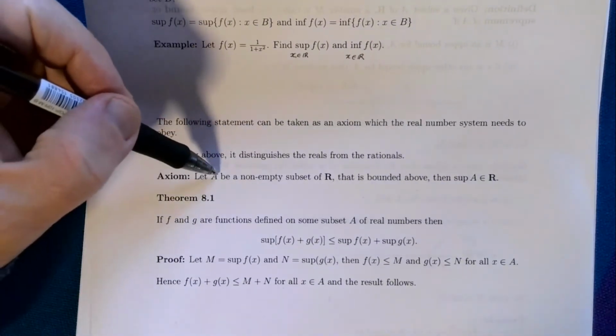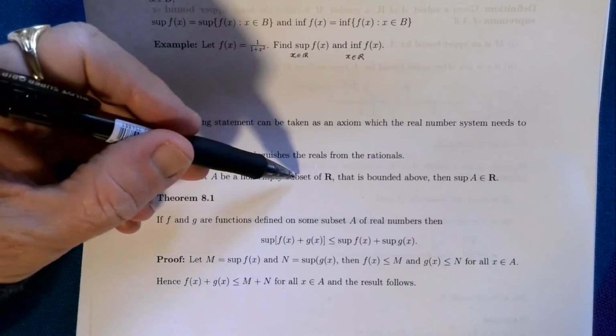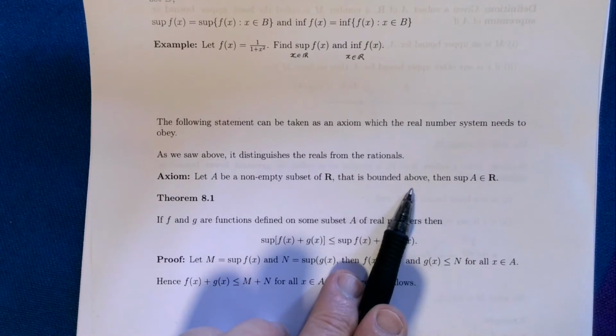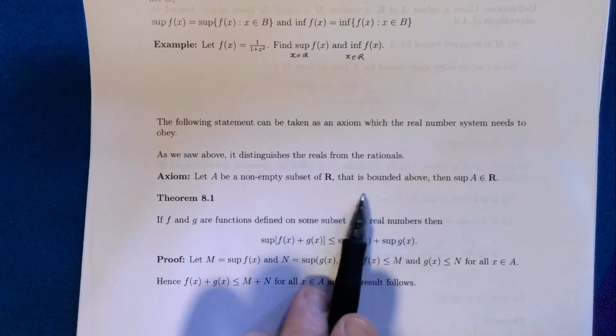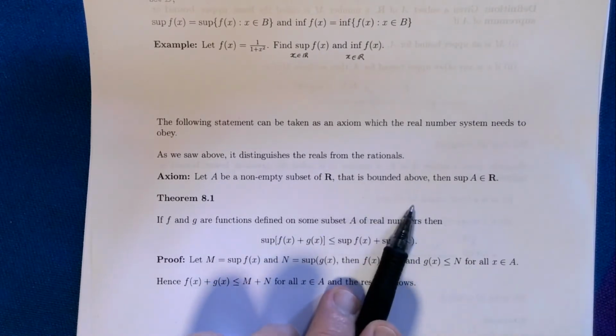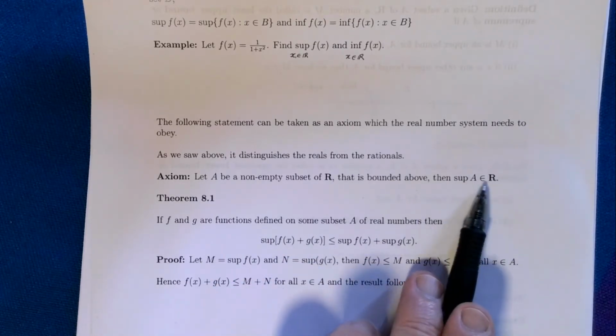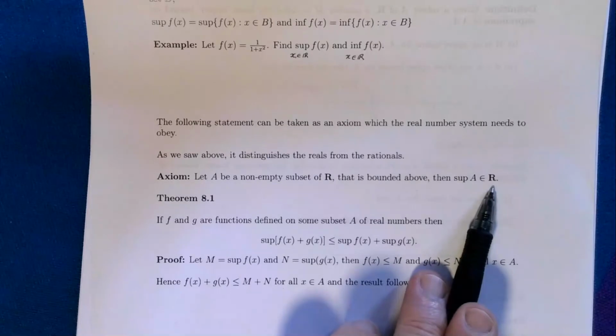So we let A be any non-empty subset of the real numbers that is bounded above. Again, think of intervals. You've got some interval and it's got some bound on it. Then the supremum of that set is a real number. That is the axiom. This is not true for rational numbers.